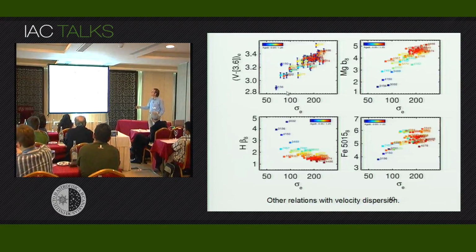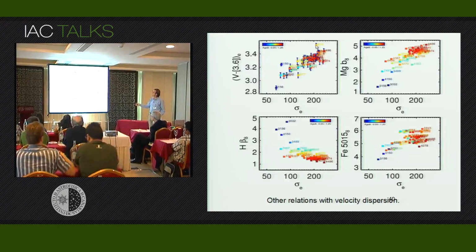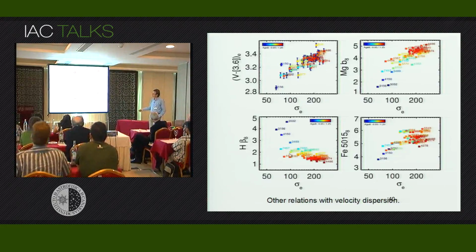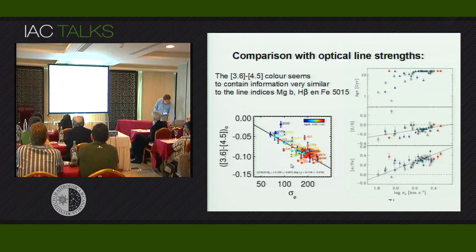So these are a number of other relations, with the same symbols and so on. Here you get V minus 3.6. This is from the recent paper of Falcón-Barroso. You see similar behavior, but the scatter out here is quite considerable, and you also have an object out here. This relation starts looking very much like the 3.6 minus 4.5 against sigma. And here you see how incredibly horizontal those lines are. H beta completely determines the SSP age.